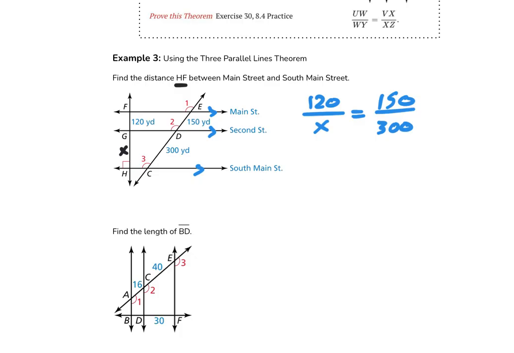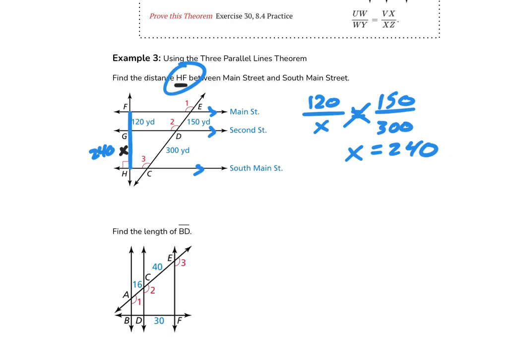Some of you may not be able to recognize that 300 is 2 times bigger. So then what you could also do is you could cross multiply, and that's okay too, okay? 120 times 300 divided by 150. Either way we do it, it should give me 240. Okay, but here's what I was telling you. Pay attention to what it's asking us to find. It's asking us to find HF. HF is this whole thing right here. So don't just say my answer is 240, because it's not asking me for GH, it's asking me for FH.